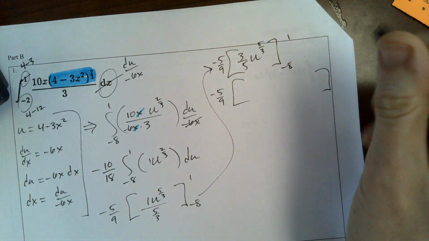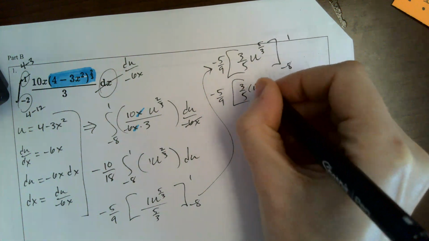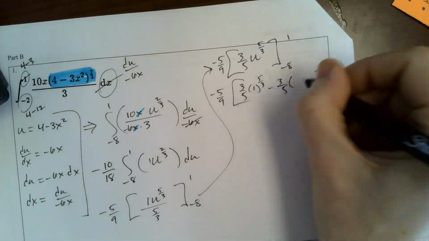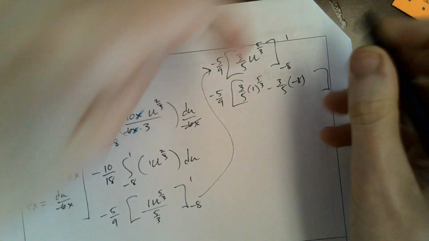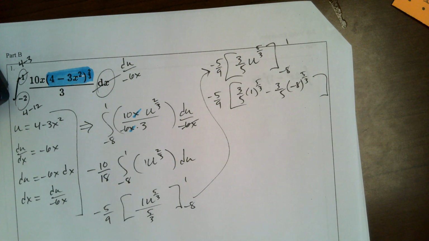Right now, this bracket is just going to expand because it's going to be like a binomial now. So this is 3/5, 1 to the 5/3, minus 3/5, negative 8 to the 5/3. Okay, and leading up to the AP test, guys, there's going to be a non-calculator section, and you're going to have to be able to do this type of arithmetic. And you could do arithmetic using algebra concepts.